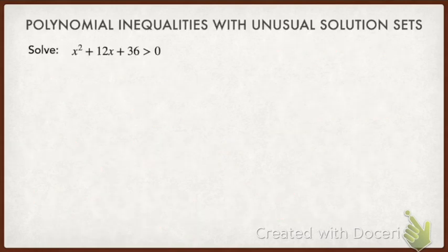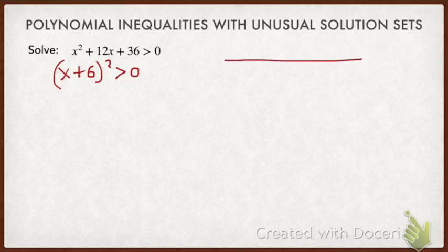Here we have x squared plus 12x plus 36 is greater than 0. We can factor this. This is a perfect square trinomial. So we have x plus 6 squared greater than 0. So we're going to look at our end behaviors. We have an x squared. So we have an even power with a positive leading coefficient. So we know our end behaviors go to positive on both ends. Then we know we have a solution at negative 6.